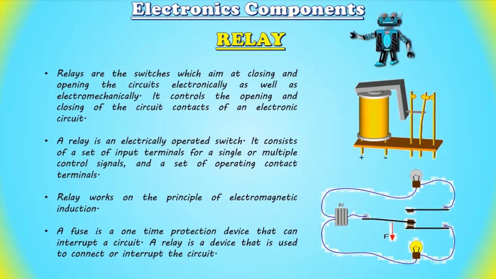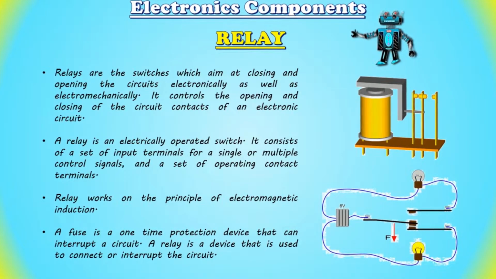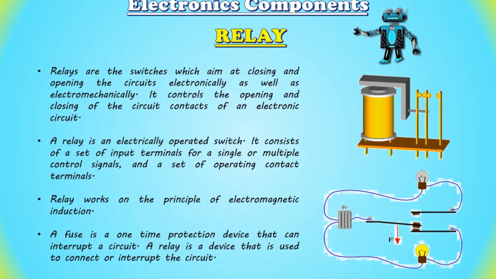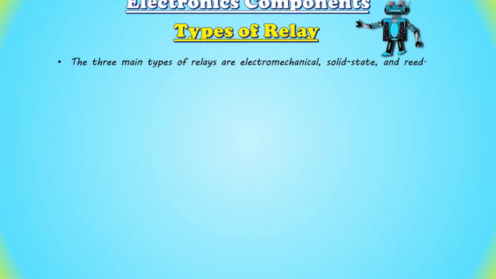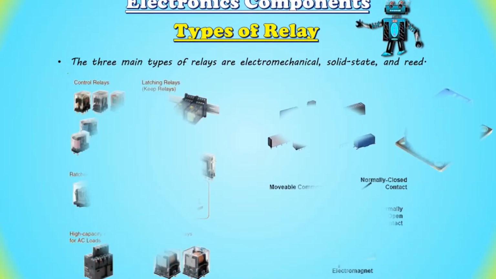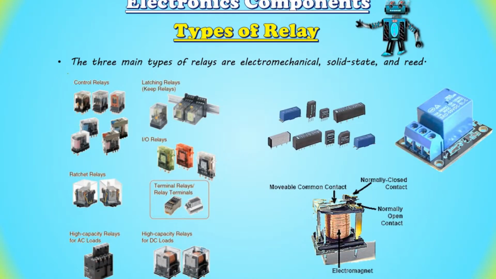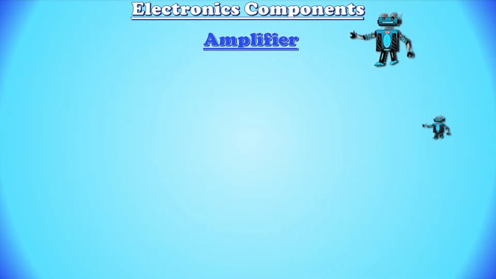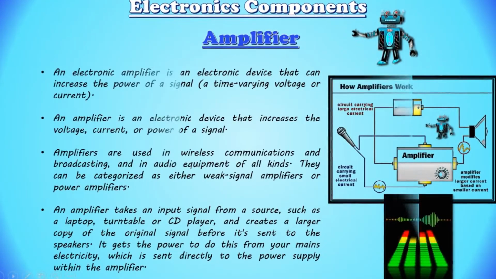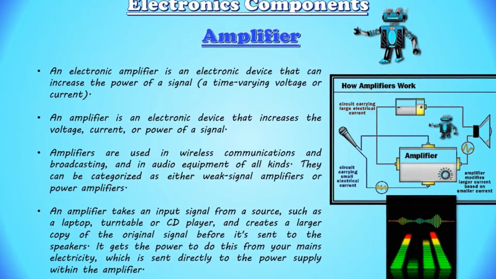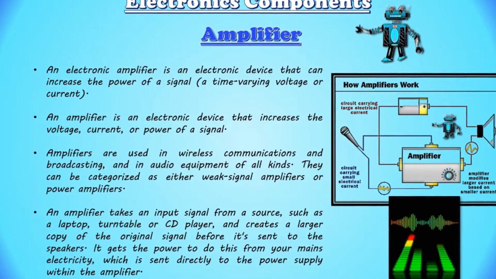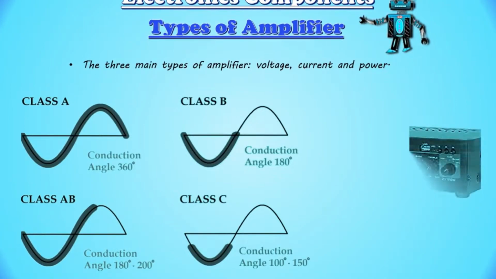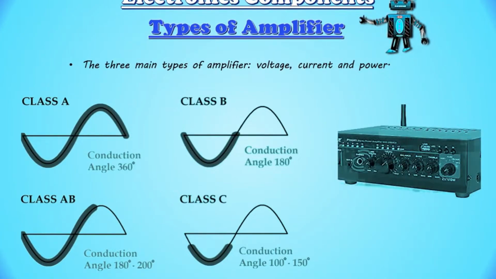The relay, a device by means of which contacts in one circuit are operated by a change in conditions in the same circuit or in one or more associated circuits. An amplifier takes an input signal from a source, such as a laptop or CD player, and creates a larger copy of the original signal before it's sent to the speakers. It gets the power to do this from your mains electricity, which is sent directly to the power supply within the amplifier.